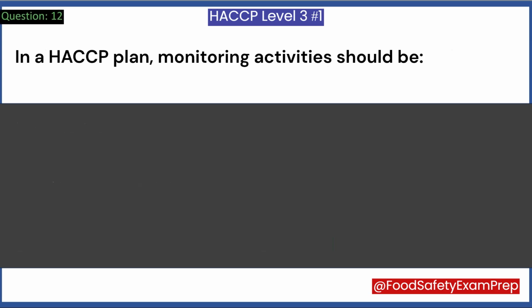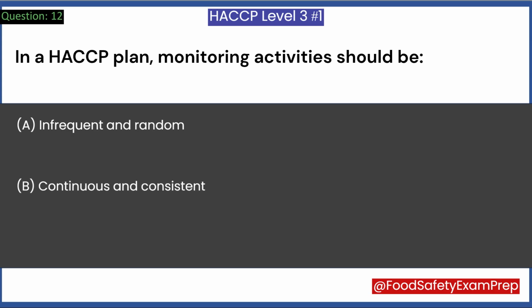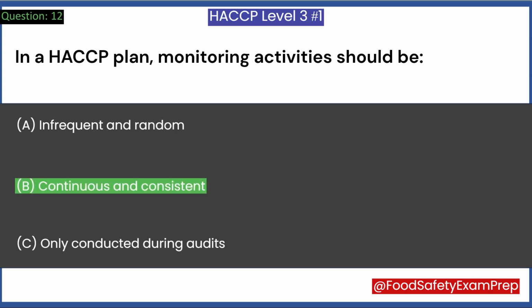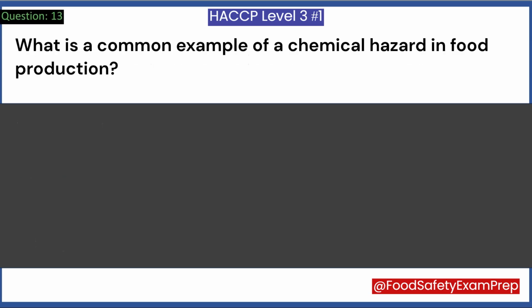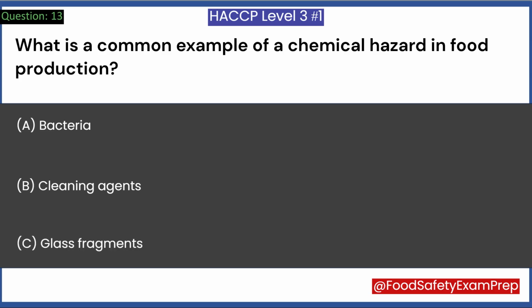In a HACCP plan, monitoring activities should be A. Infrequent and random. B. Continuous and consistent. C. Only conducted during audits. Answer: B. Continuous and consistent. What is a common example of a chemical hazard in food production? A. Bacteria. B. Cleaning agents. C. Glass fragments. Answer: B.